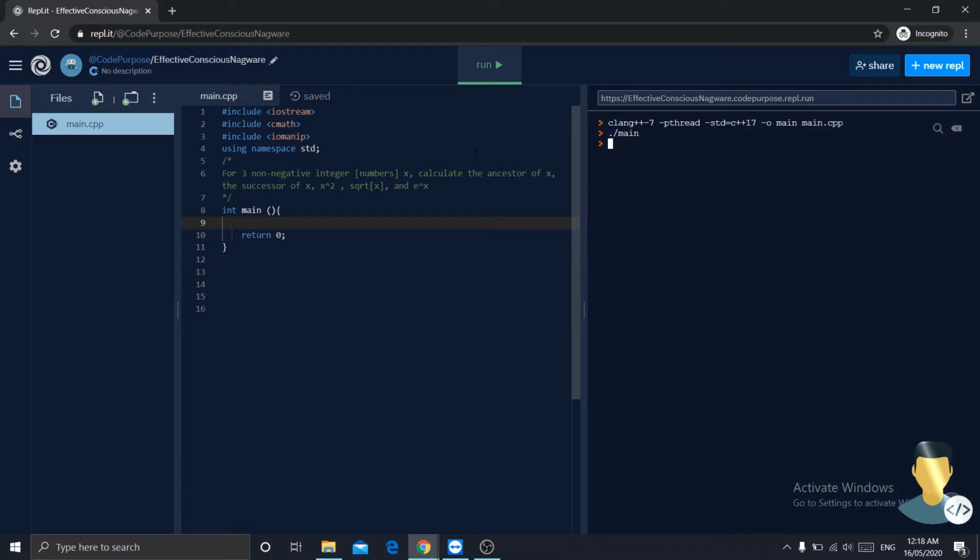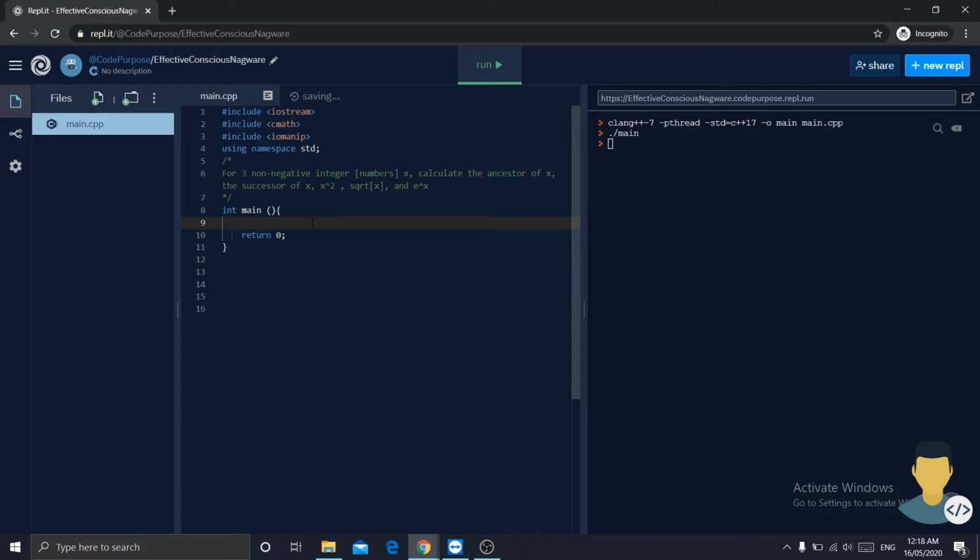And today we are going for three non-negative integer numbers x. We are going to calculate the predecessor of x, the successor of x, x multiplied by itself, the square root of x, and e to the power of x.